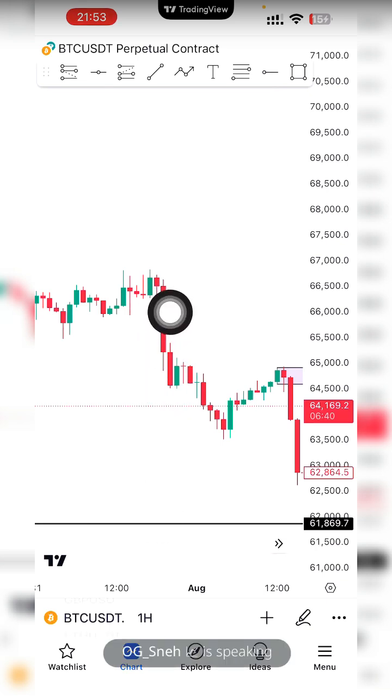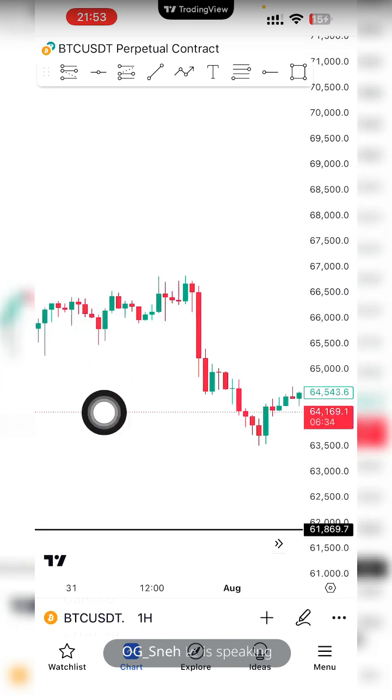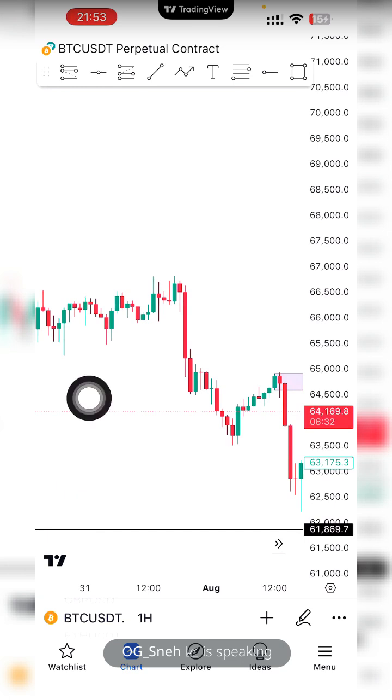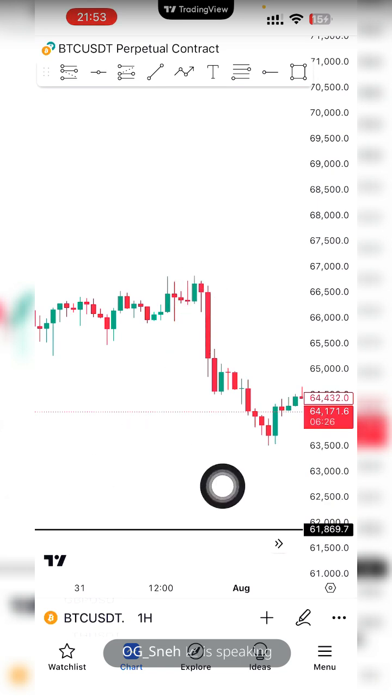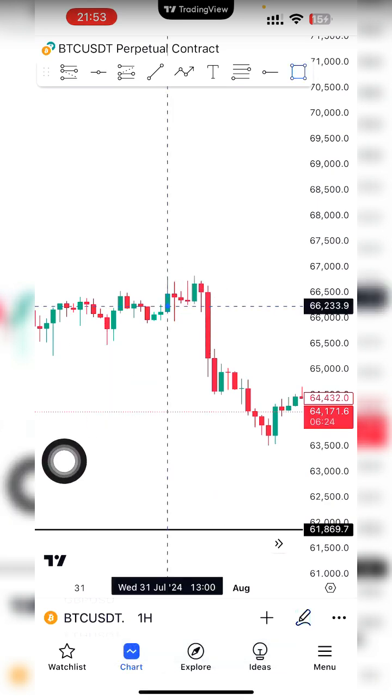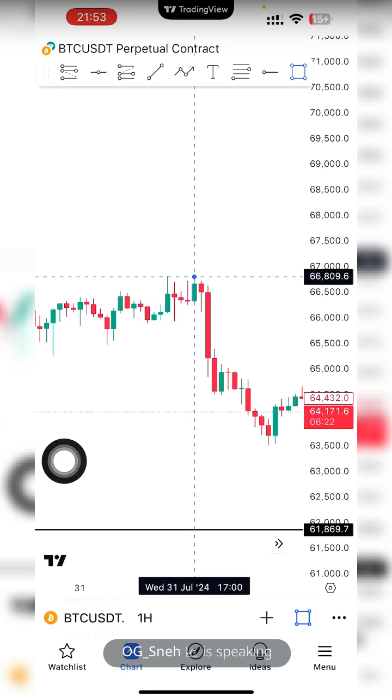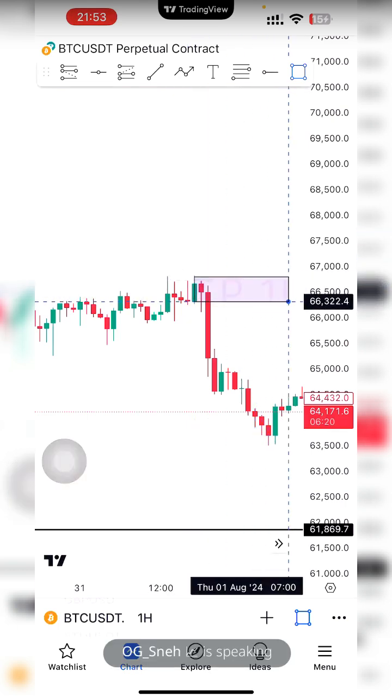Look at this one now. I cannot compare this move, this red of this one, to this red of this one. Do you understand? Look at this candle: 1, 2, 3, 4. This one is just 1, 2, 3. But you can see that this one actually went down very well compared to this one. So this is a what? An order block. This green candle is an order block.